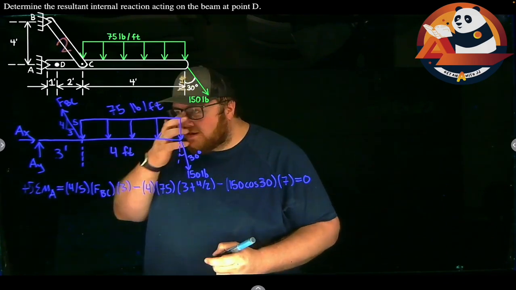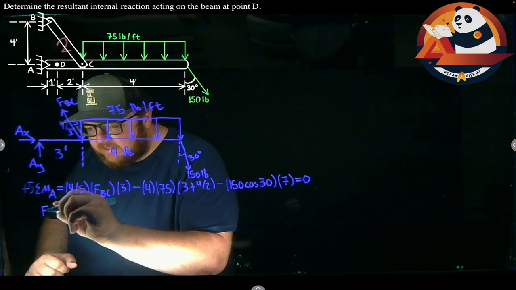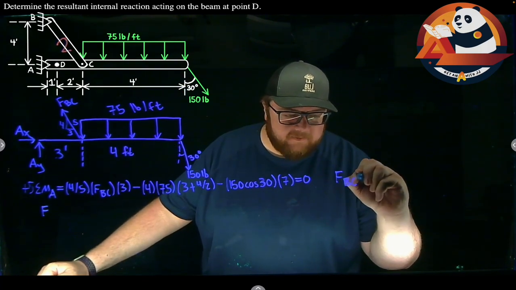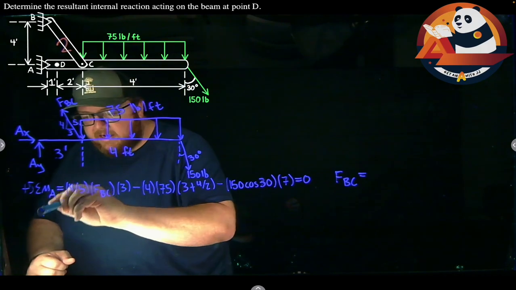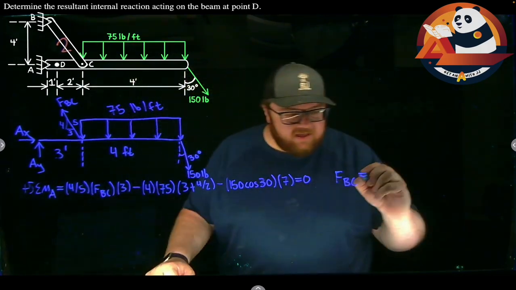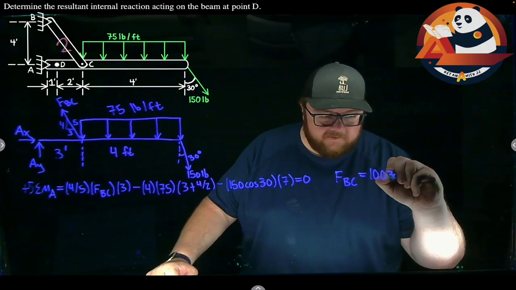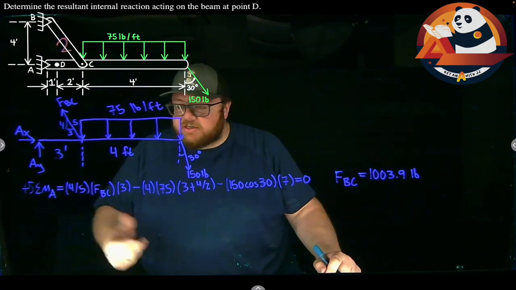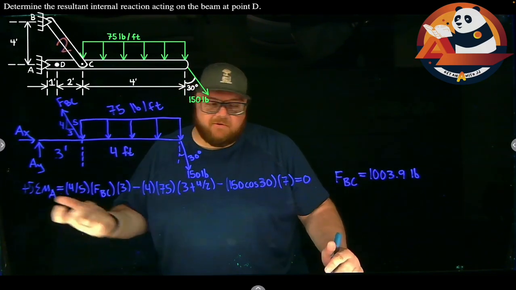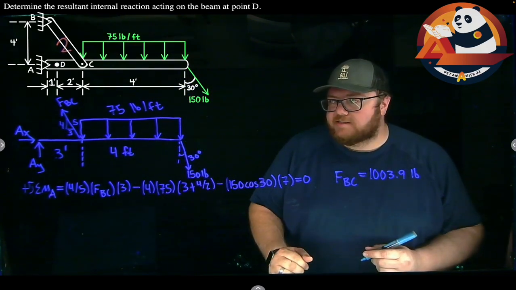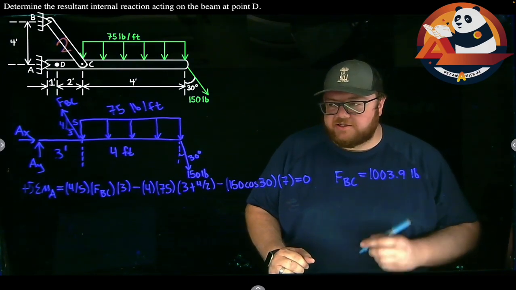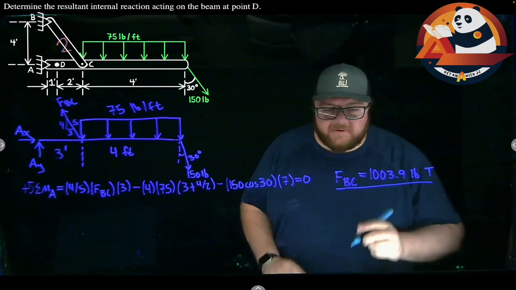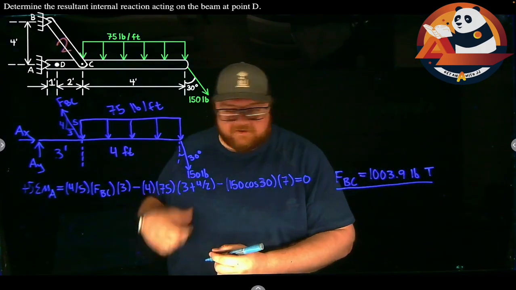If I solve for FBC, I'm going to get the force in member BC. The force in member BC ends up being equal to 1,003.9 pounds. That's a 2-force member, so we could say tension or compression for that one, or we could just call it good as is. That would be in tension for us. It's not an answer for us, but it's a useful thing. We're going to need that to kind of move forward with everything.